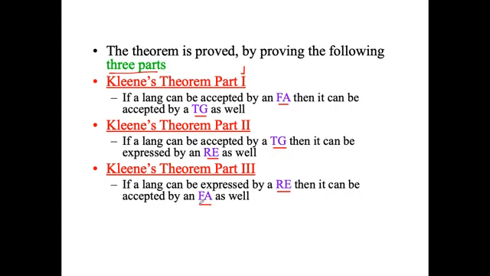So if we prove these three parts of Kleene's theorem, we basically prove the conversion from FA to TG, TG to regular expression, and regular expression to FA. So it actually shows the conversion between these three types. Let's start from Kleene's theorem part 1.